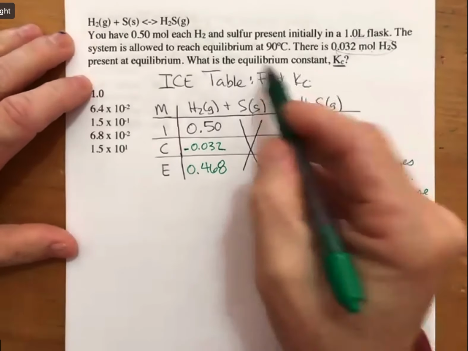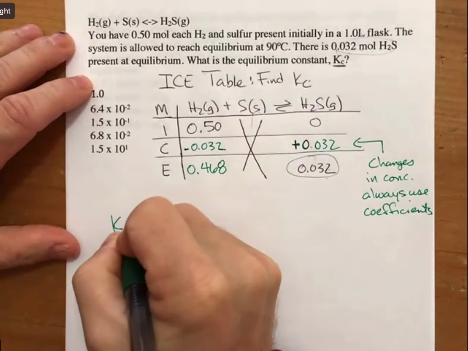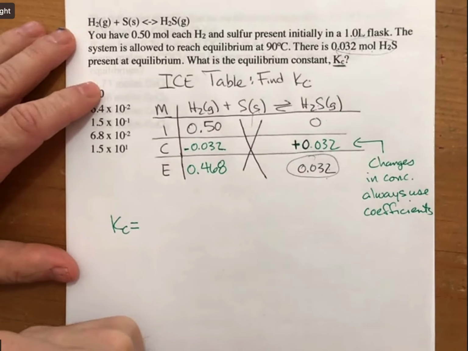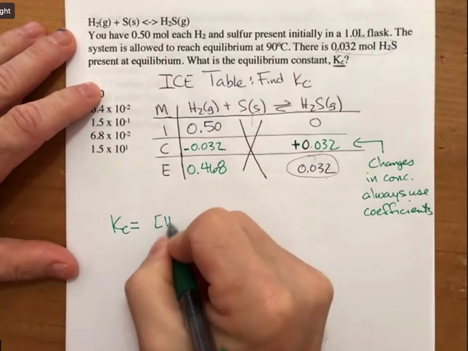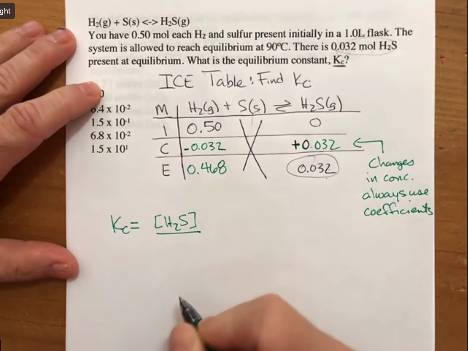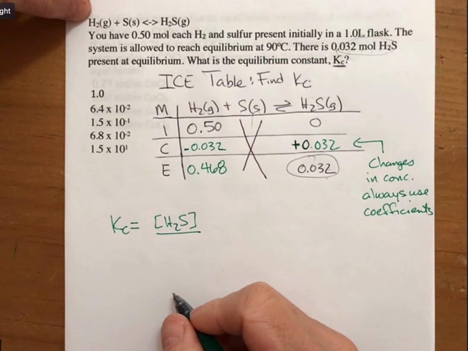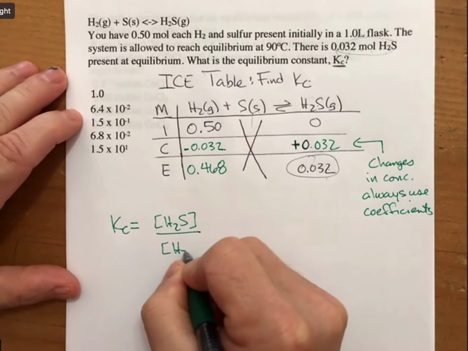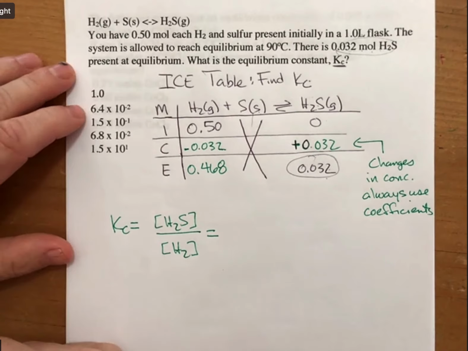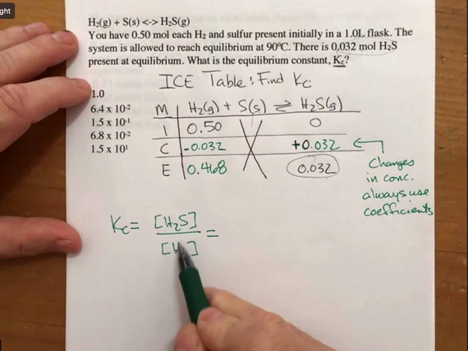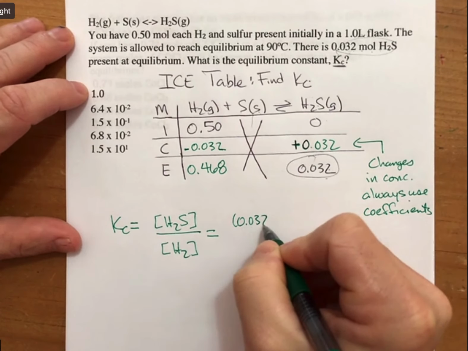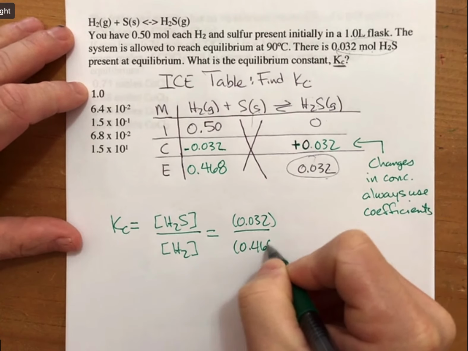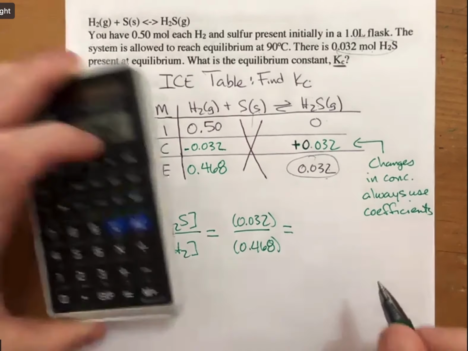And finally, we are trying to determine the equilibrium constant, Kc. The Kc expression is products raised to coefficients, which is just 1, over reactants raised to coefficients, don't include solids and liquids. So our equilibrium constant expression is written right here. Then we take our equilibrium concentrations and plug them in, and solve for Kc.